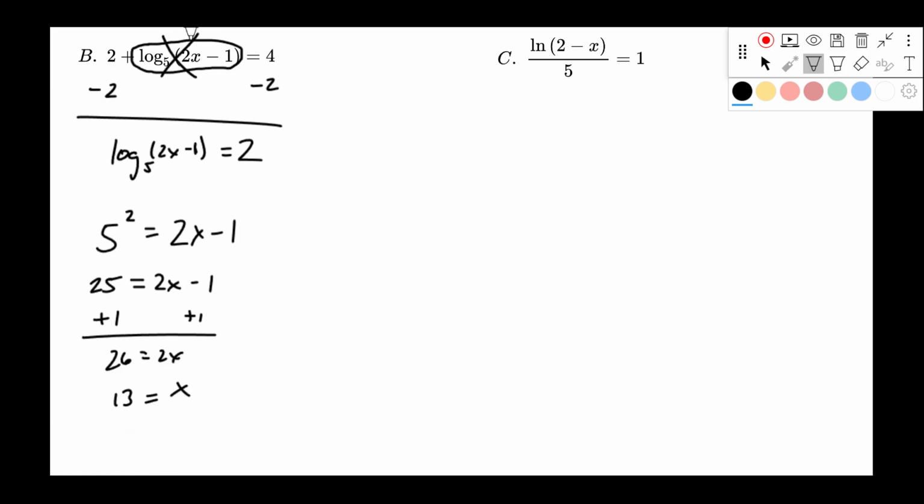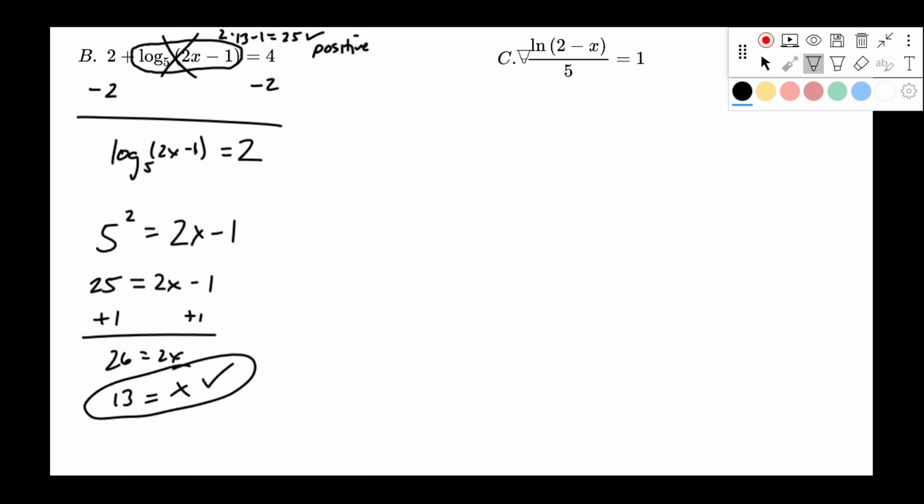Okay, we got to check. Come on up here. 2 times 13 minus 1 in the argument. That's 26 minus 1, 25. That's good. It's positive. So then this answer checks, and it's the correct answer, 13.